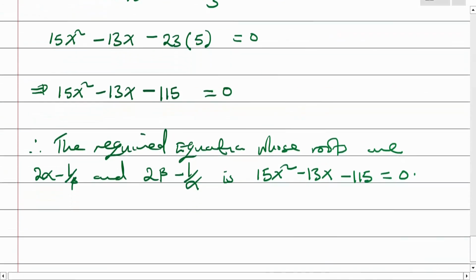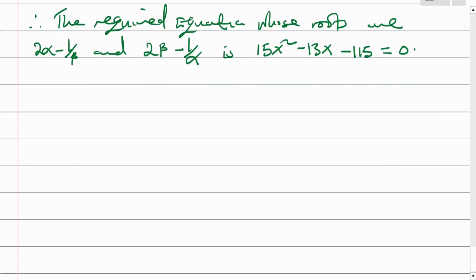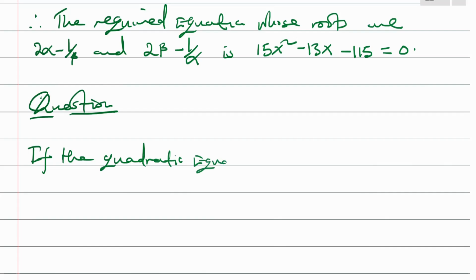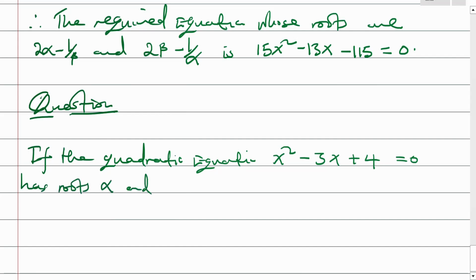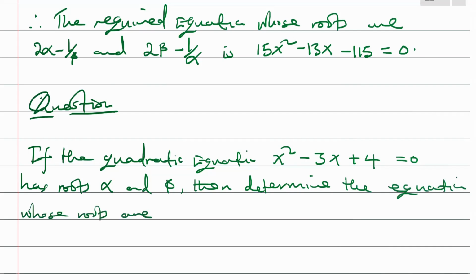We can now have our example 3. It can be a question. We are saying that if the quadratic equation x squared minus 3x plus 4 equals 0 has roots alpha and beta, then determine the equation whose roots are 1 plus alpha and alpha plus 2 beta.